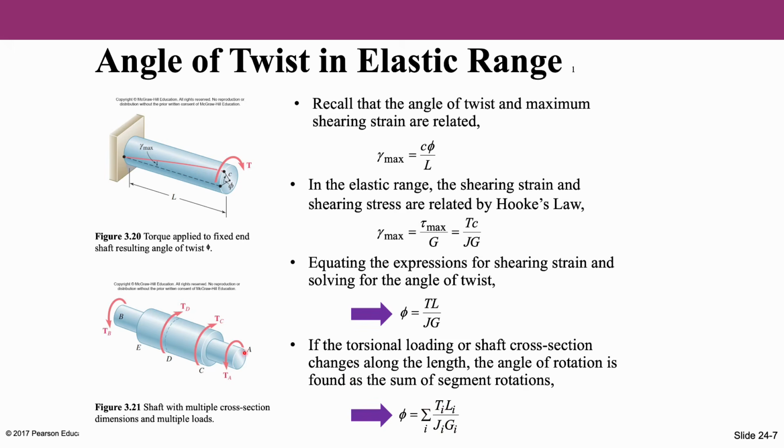Sometimes they are made of the same material, then we will use the same shear modulus G. However, they can have different cross-sectional areas, which means that they will have different polar moment of inertia values. And these different parts can also be subjected to different torque loadings. And you need to substitute the corresponding net torque values applied to each part.